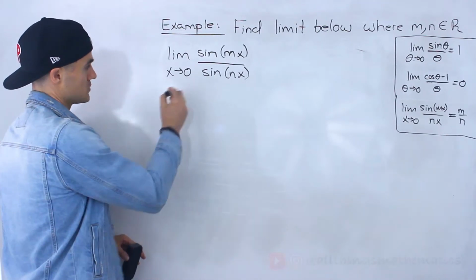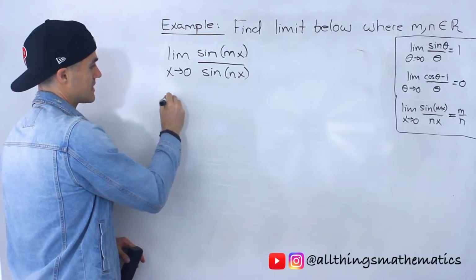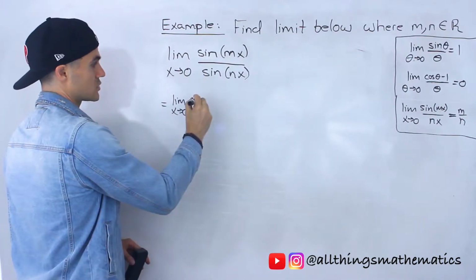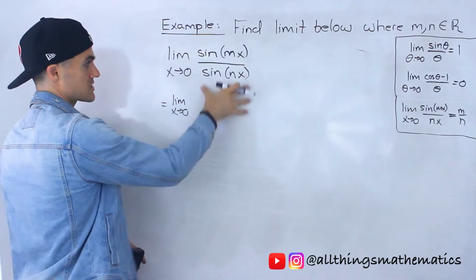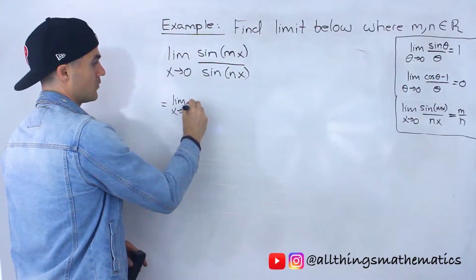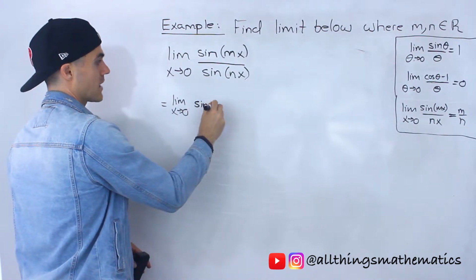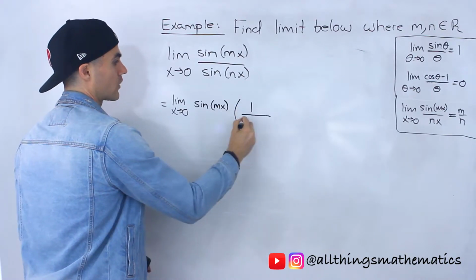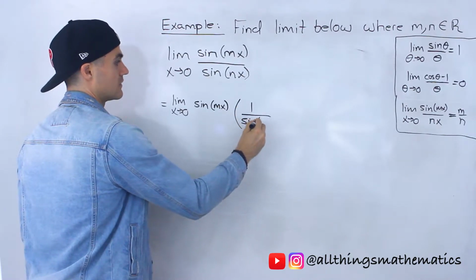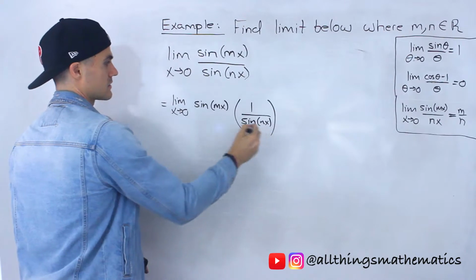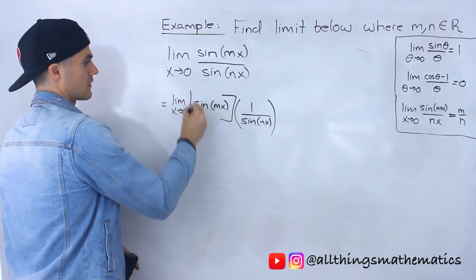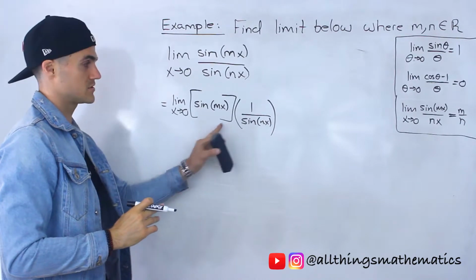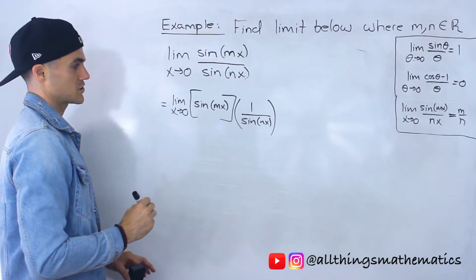Now the first thing I'm going to do here is split these up into two separate expressions. Notice it's one expression now, but we can rewrite this as sine mx times 1 over sine nx, like that. So I took this one expression and split it up into two separate expressions.